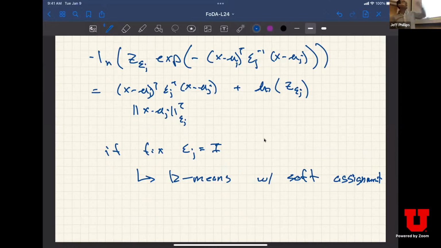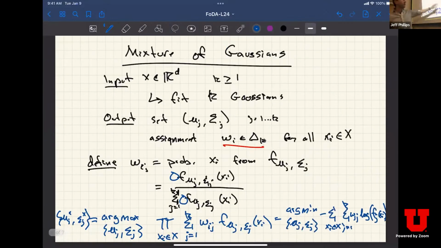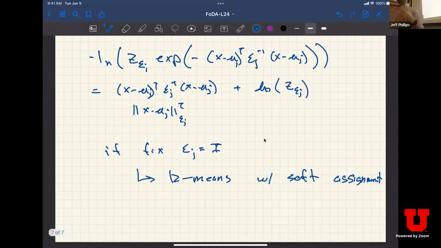So I'm going to have a different distance here, which is okay. I can calculate it if I know the sigma j's. And the soft assignment, I know how to do the soft assignment. I'll always define them in this way. So it looks a lot like k-means, and it looks like something I can pretty much do here.